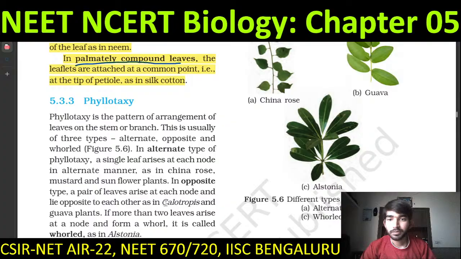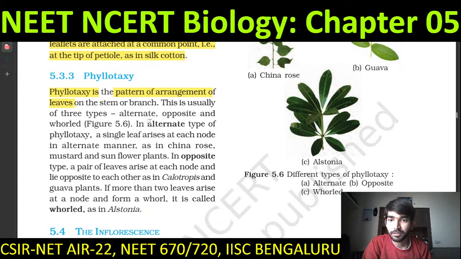Now next, coming to an important topic, which is phyllotaxy. It is the pattern of arrangement of leaves. Phyllon is the leaf, so the arrangement of leaves on the stem or branch is called phyllotaxy, usually of three types: alternate, opposite, and whorled. Again, very simple examples are given in NCERT. If you read some advanced books, you will see many more examples of this.